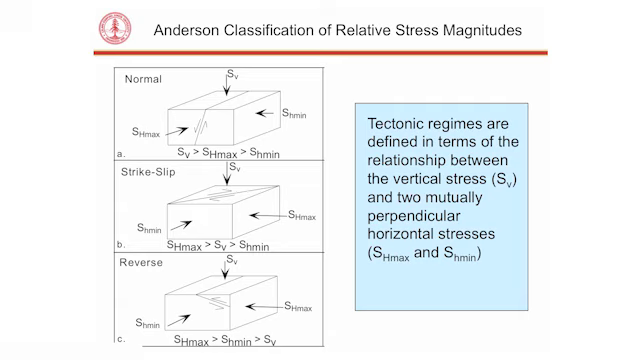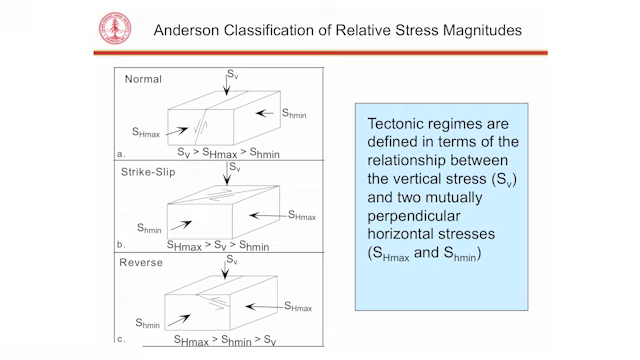And the way to keep track of all this is to keep your eye on the vertical stress. In a normal faulting domain, the vertical stress is the largest of the 3 principal stresses. And if faulting is going to occur, it's going to be an extensional fault, a normal fault, which strikes in the direction of the maximum horizontal stress, and the slip on that fault is in the opposite direction, in the direction of the minimum horizontal stress.